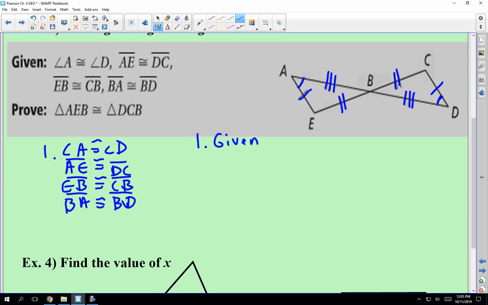Should have written just a little bit smaller here. So we're going to have a step 2, a step 3, and then a step 4. Because we've got to get angle ABE congruent to angle DBC. So angle ABE is congruent to angle DBC. That's because they are vertical angles.